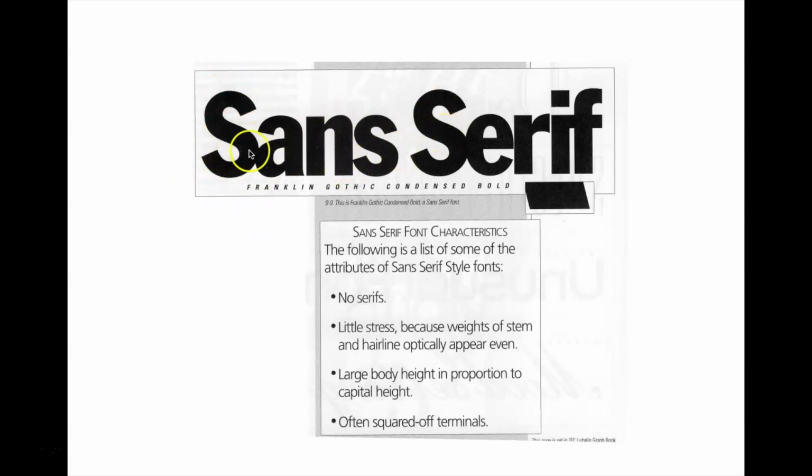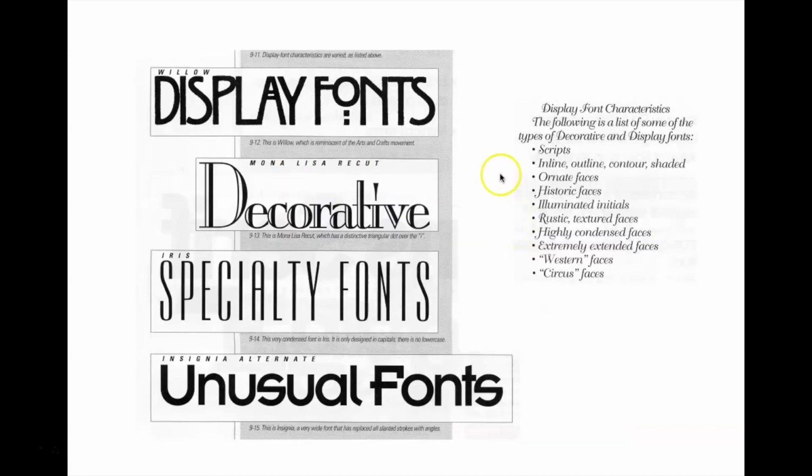Sans is the Latin for without, and so without serifs. And these, of course, are more modern looking because they don't have serifs. They're generally cleaner looking. They have cleaner edges. They're a little more blocky. Sometimes they're rounded. And this here, Franklin Gothic Condensed, is one example of them. And you are probably very familiar with sans serif fonts because they've been around through your entire life.